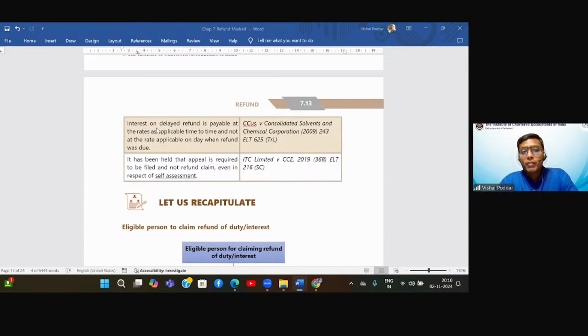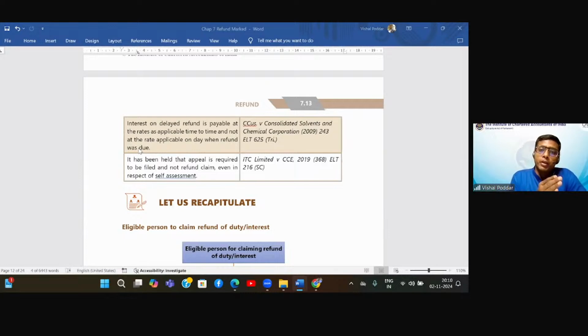So here there is a clarification in one of these judgments which says that interest on refund is payable at the rate. Now we saw that presently the rate is 6. Let us say over a period of time, 6 has become 9. So the question is whether you will be allowed at 6 or 9. It says that the rate would be as applicable from time to time and not the rate applicable on the day when the refund was due.